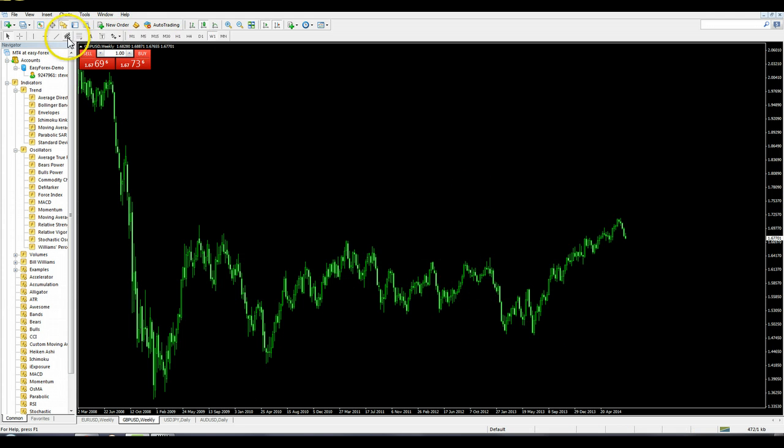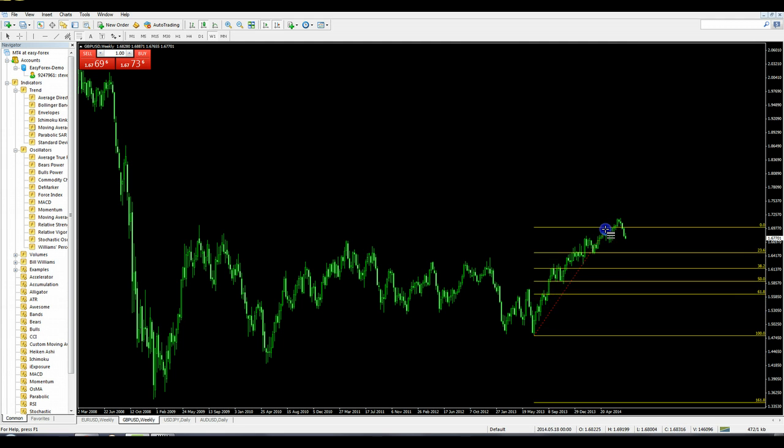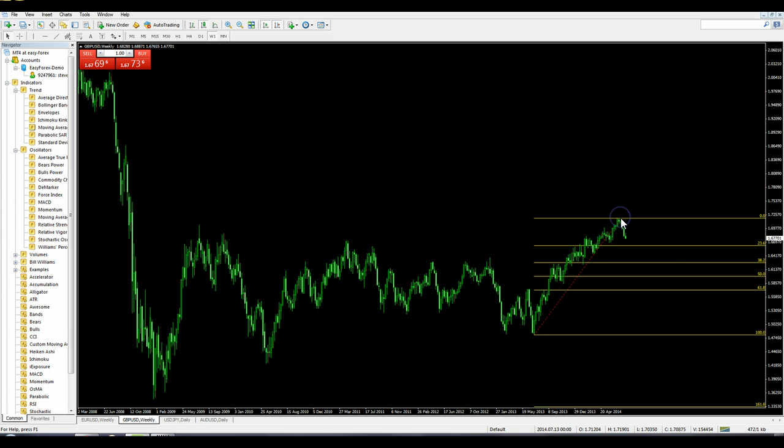Another thing you could do for that same one is throw up a Fibonacci. Draw it from the start of the move to the end of the move. You're going to get Fibonacci levels drawn in here: 23.6% retracement, 38.2 retracement, 50% retracement, 61.8 retracement, and I would put a 78.6 retracement in there as well.